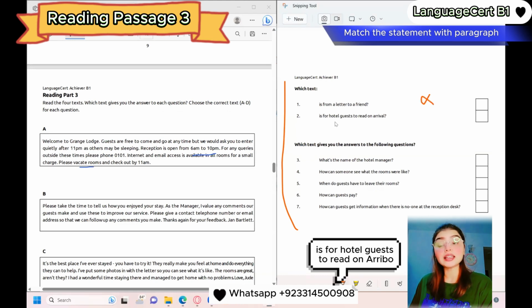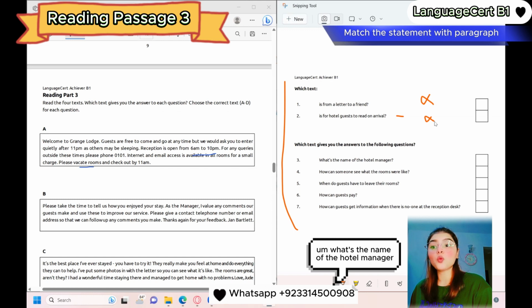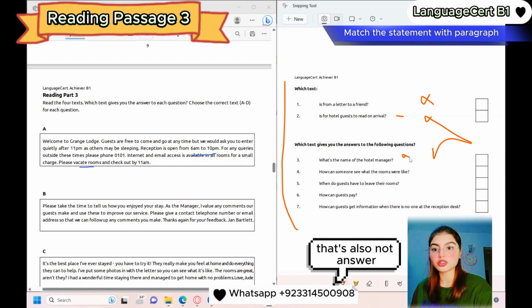Is for hotel guests to read on arrival. Okay. All right, seems interesting. There's a possibility that this could be an answer. What's the name of the hotel manager? They have not given any name of the hotel manager in this. Number 4, how can someone see what the rooms were like? Not at all. I don't think so. That's also not the answer. Let's choose paragraph A for statement number 5.